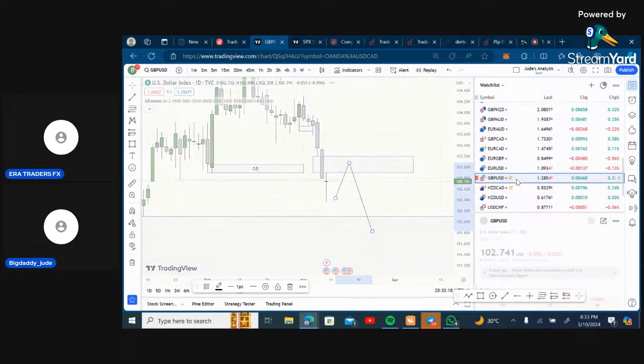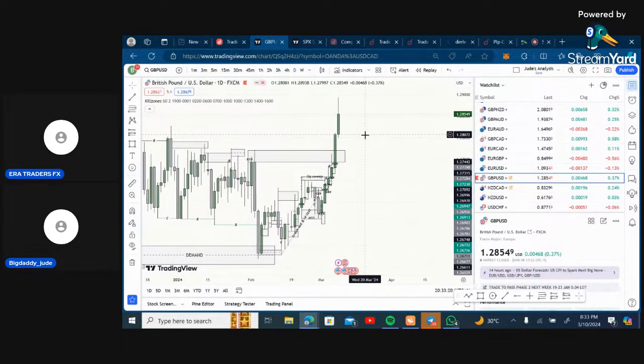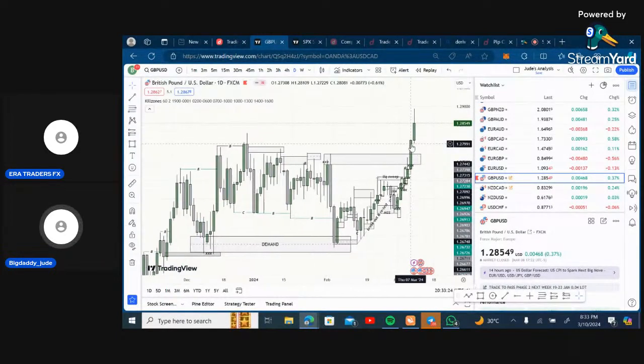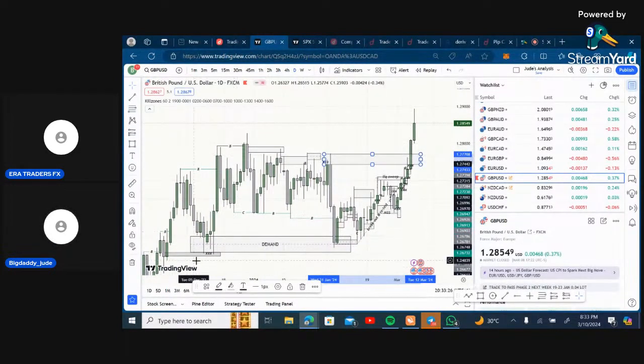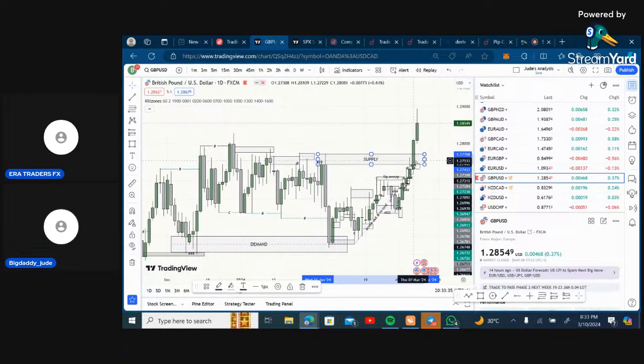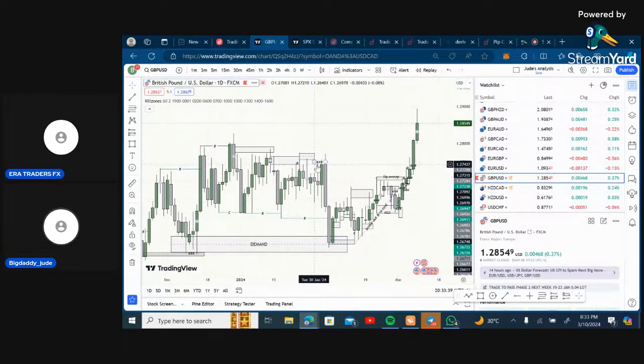For my GBPUSD, the same thing. We had a zone here, this particular supply, that we were expecting to hold price, but it broke, just like you saw on my DXY. It broke above here and broke below in DXY. So now what am I expecting from this price?